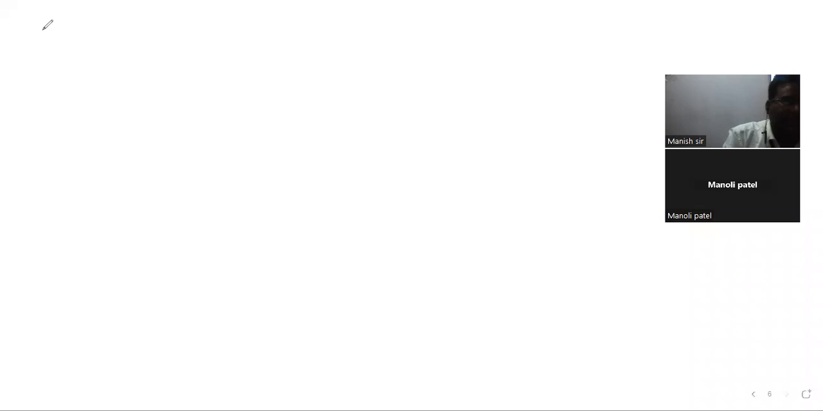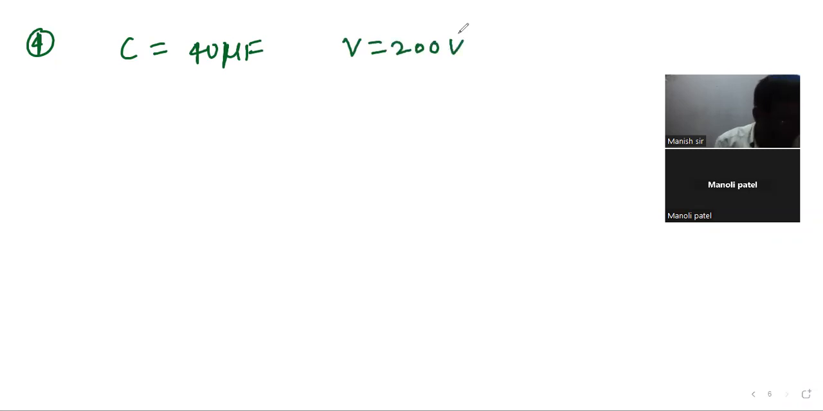So let's see the question number 4. A 40 microfarad capacitor is connected to a voltage of 200 volt, and the frequency is given, that is 50 hertz. The RMS value of current in the circuit is asked. It was asked in 2020. So let's see the explanation.